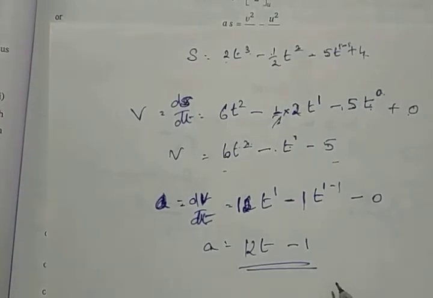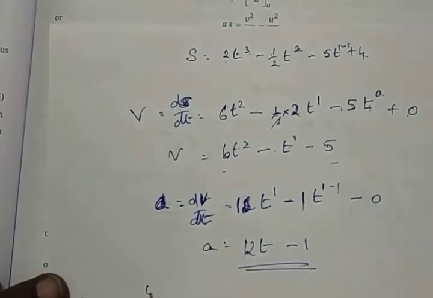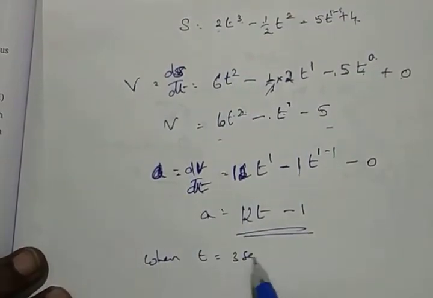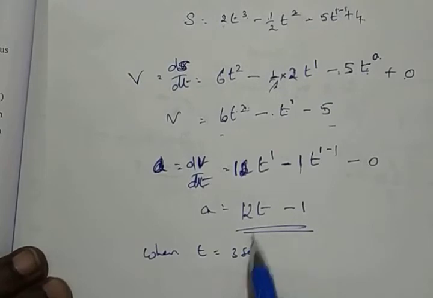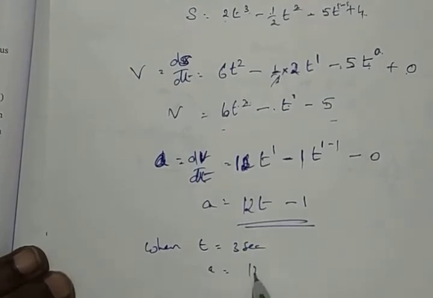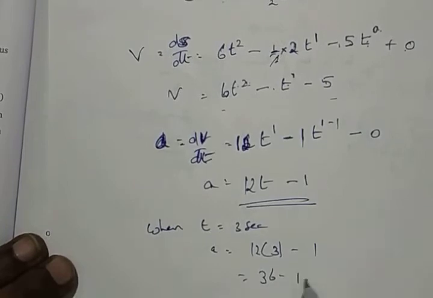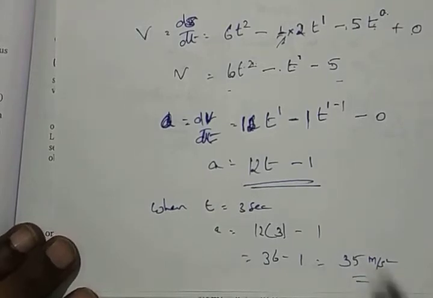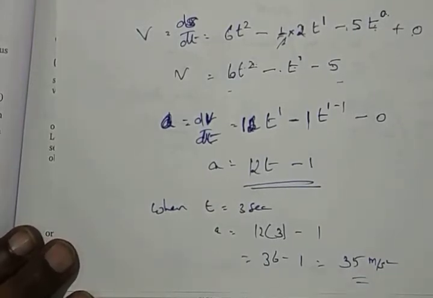Now if it says find the acceleration when t is equal to 3 seconds, you can find out the acceleration when t is equal to 3 seconds. So now 12 times 3 minus 1, it is 36 minus 1, it is 35 meters per second square. You'll be able to make this kind of calculation and then find out.